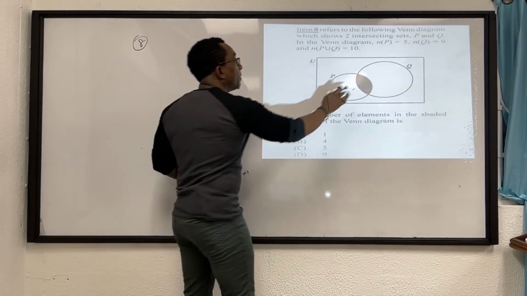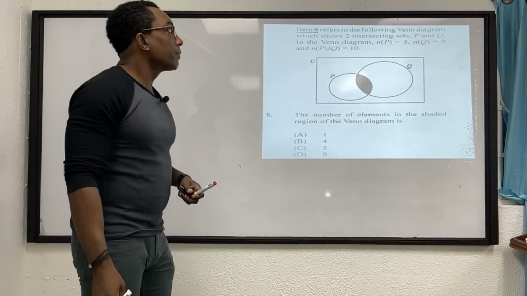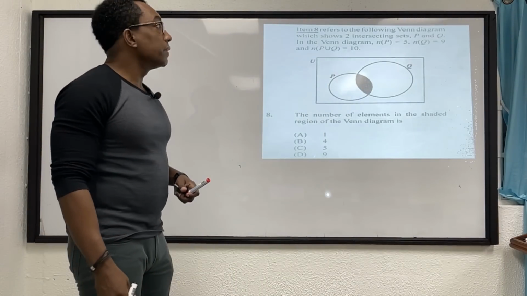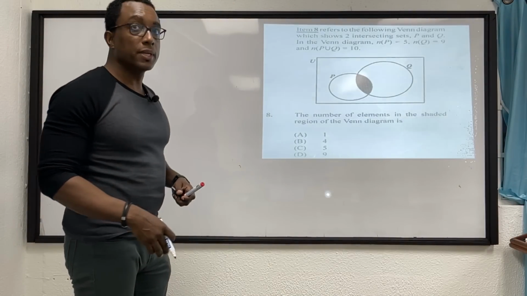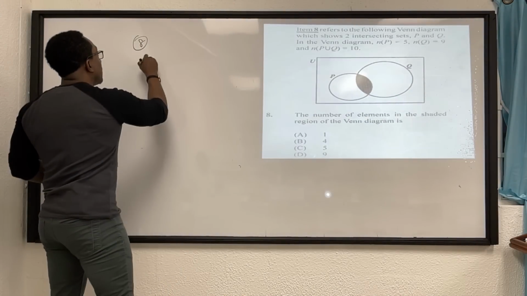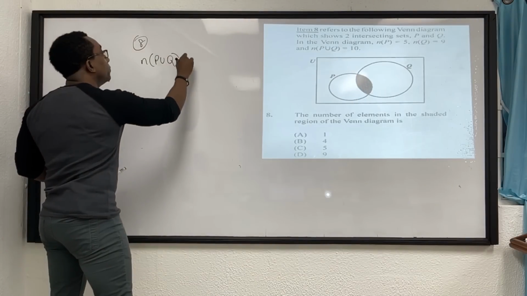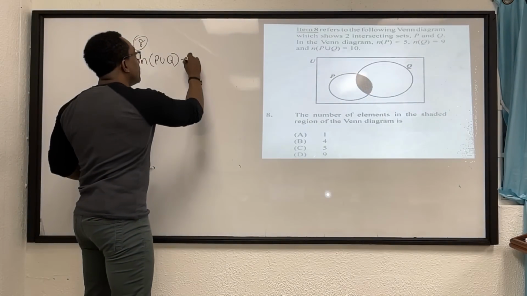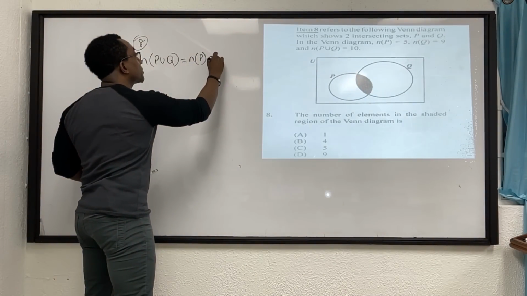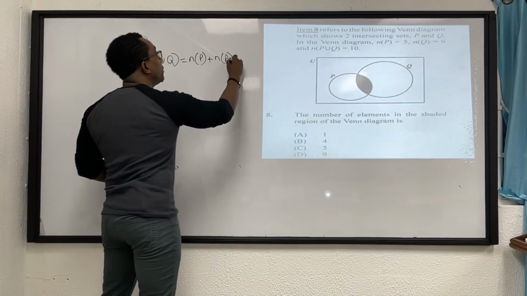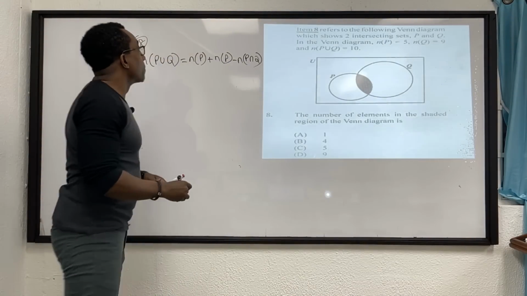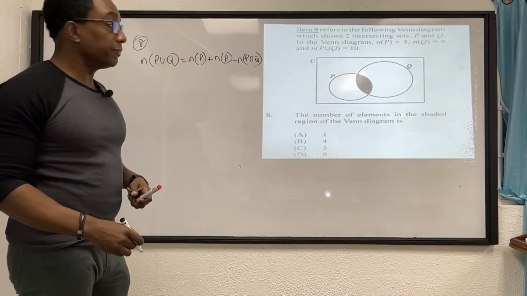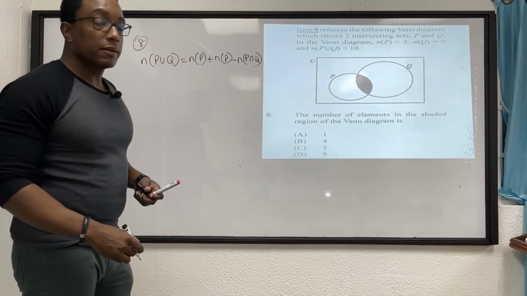If we have to find the number of elements in that shaded region, we have some important variables that can allow us to create an important equation for the union of two sets. So the number of elements in P union Q is equal to the number of elements in P plus the number of elements in Q minus the number of elements in P intersect Q. So that's an important formula you have to know, representing the union of two sets.